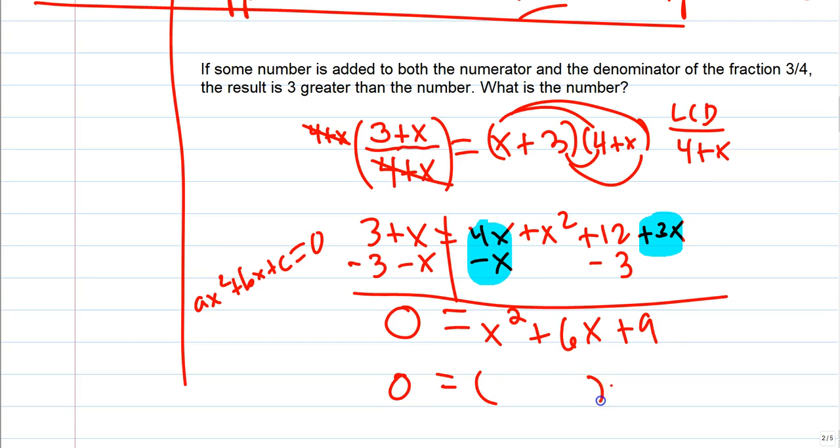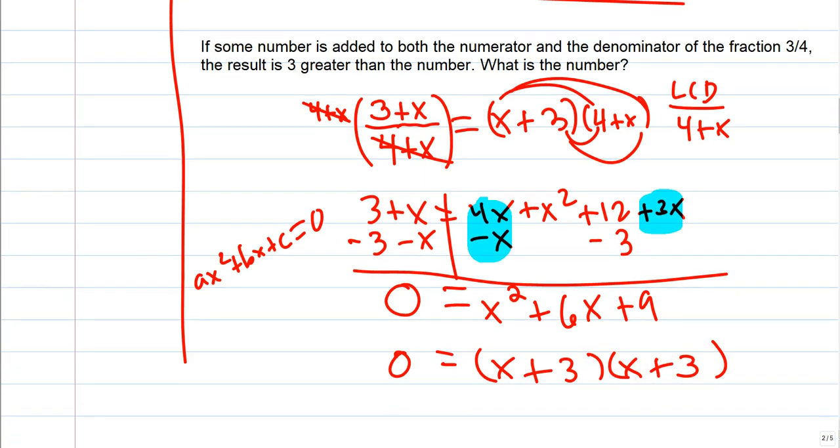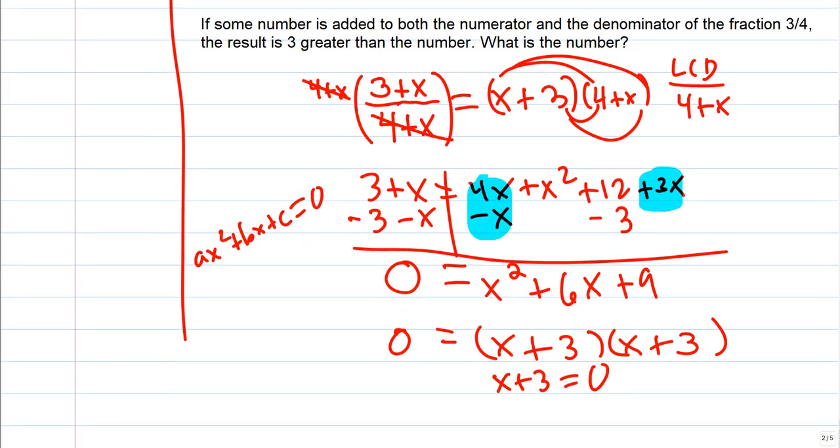We want to factor this. So x and x, 3 and 3, both positive. And then to solve it, each group set equal to 0. Since they're the same group, I don't need to do that twice. But we end up getting x equals negative 3.